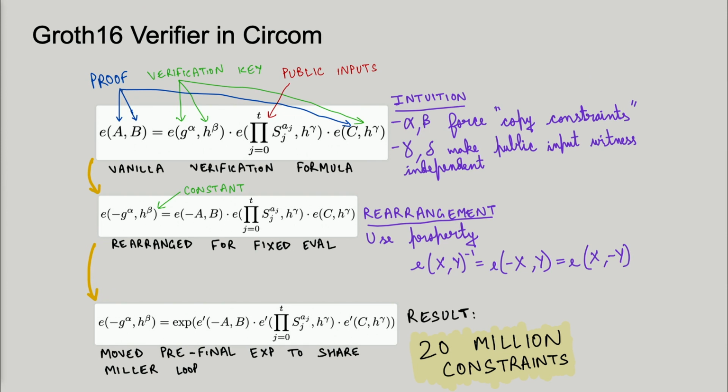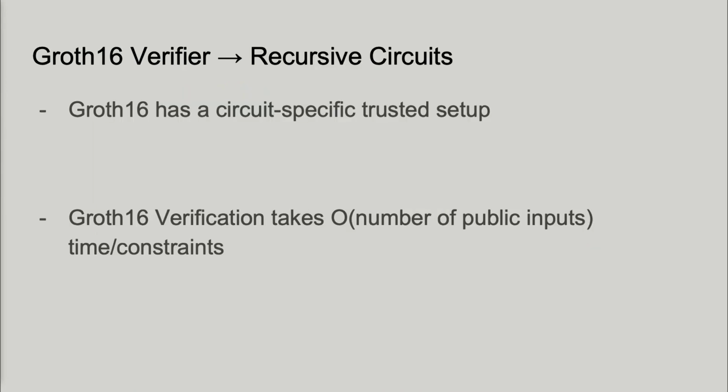One note here is that CirCom and the SNARK.js stack is not something you can run 20 million constraints in on a client or user computer. So you generally have to stick to a remote SNARK prover setup, like a beefy AWS machine or something of that sort. All right, now that we have this black box of a groth16 verifier in CirCom, how can we use this to build recursive circuits? To get to that step, there are two problems you have to deal with first.